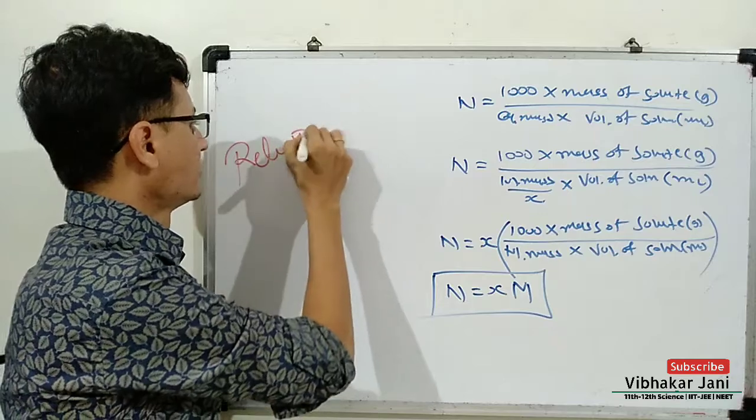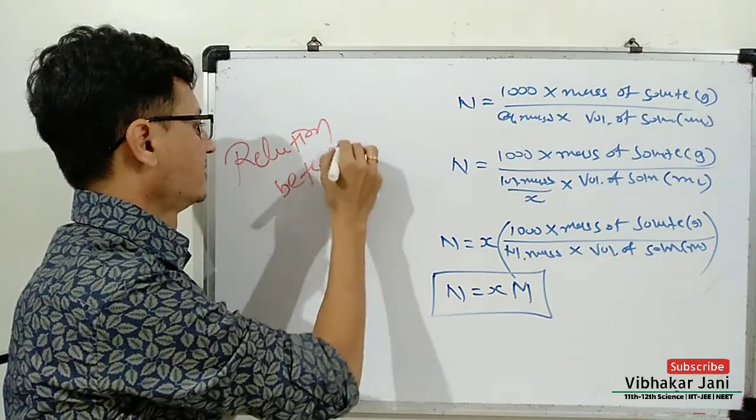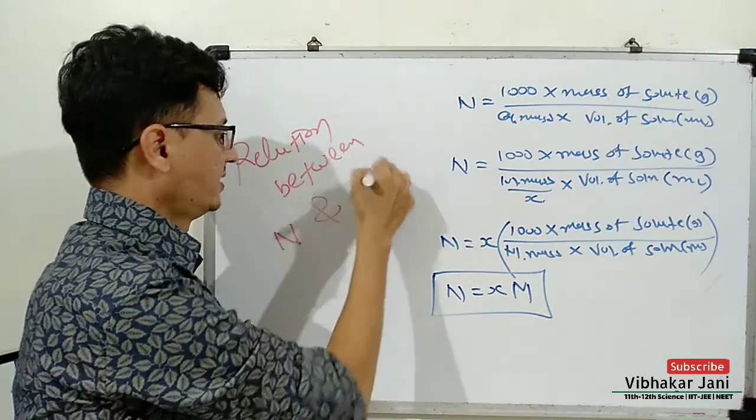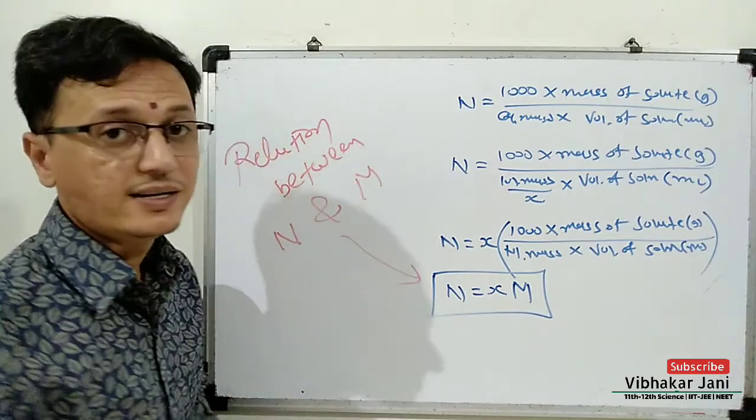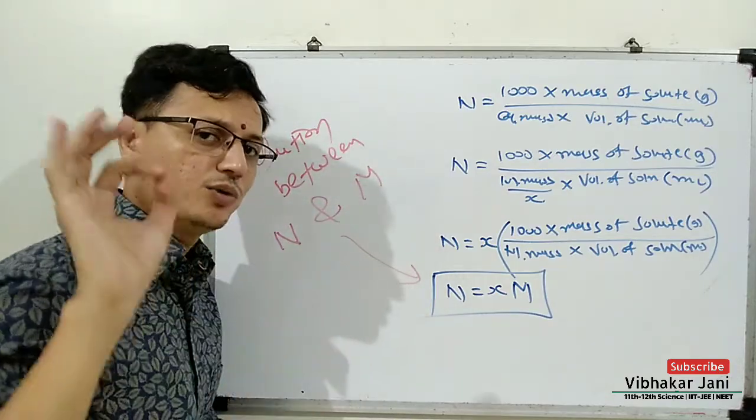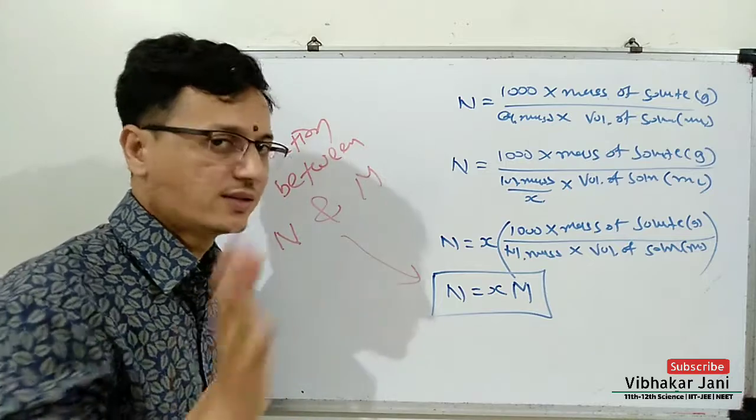The relation between normality and molarity is N is equal to XM. Now you have to remember this formula also. N is equal to XM.